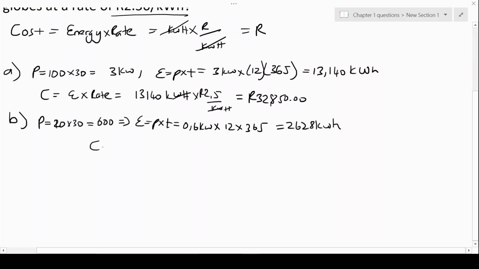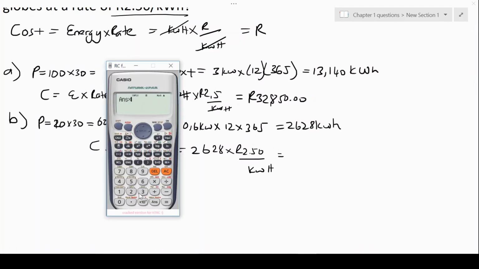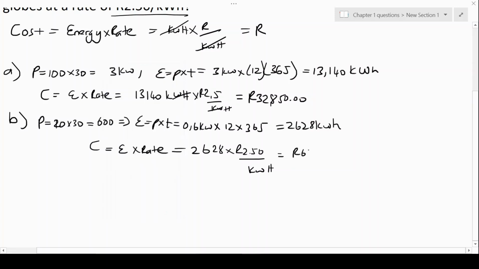Right, and again, the cost of the new scenario is going to give us the energy multiplied by the rate. That's going to give us 2628 multiplied by 2 Rand 50 per kilowatt hour. So we multiply that by 2.5, that gives us 6,570 Rand.